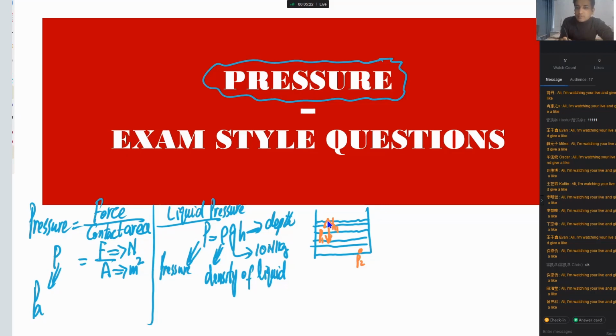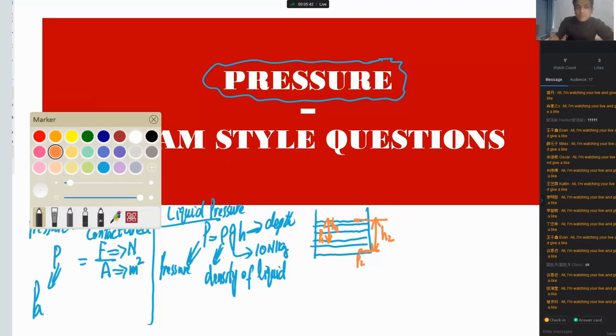This is the depth, meaning the distance from the surface to that point. And for the other point, the height you need to take is from this point to the surface. So this height you need to consider, or simply you can say this is the depth. This is some basic understanding.